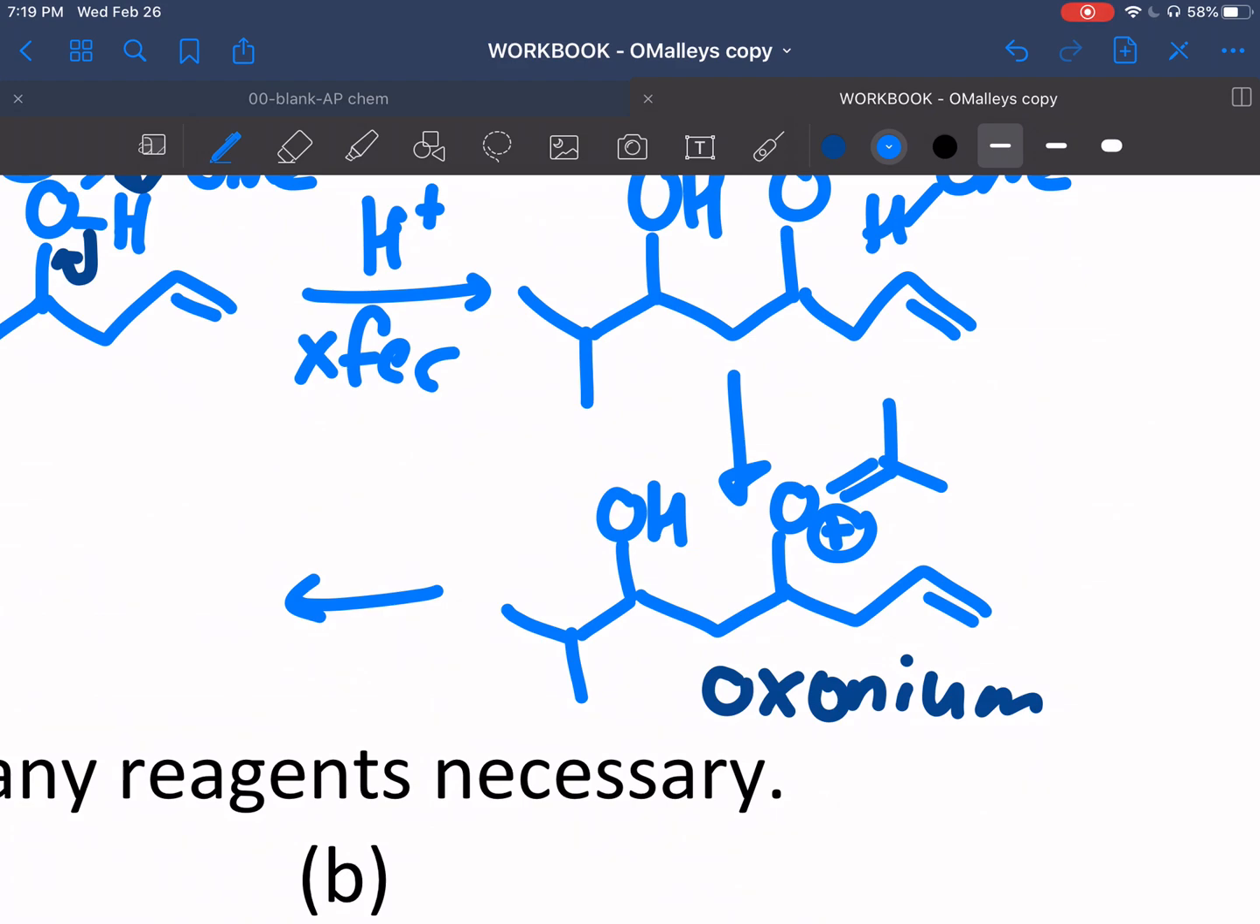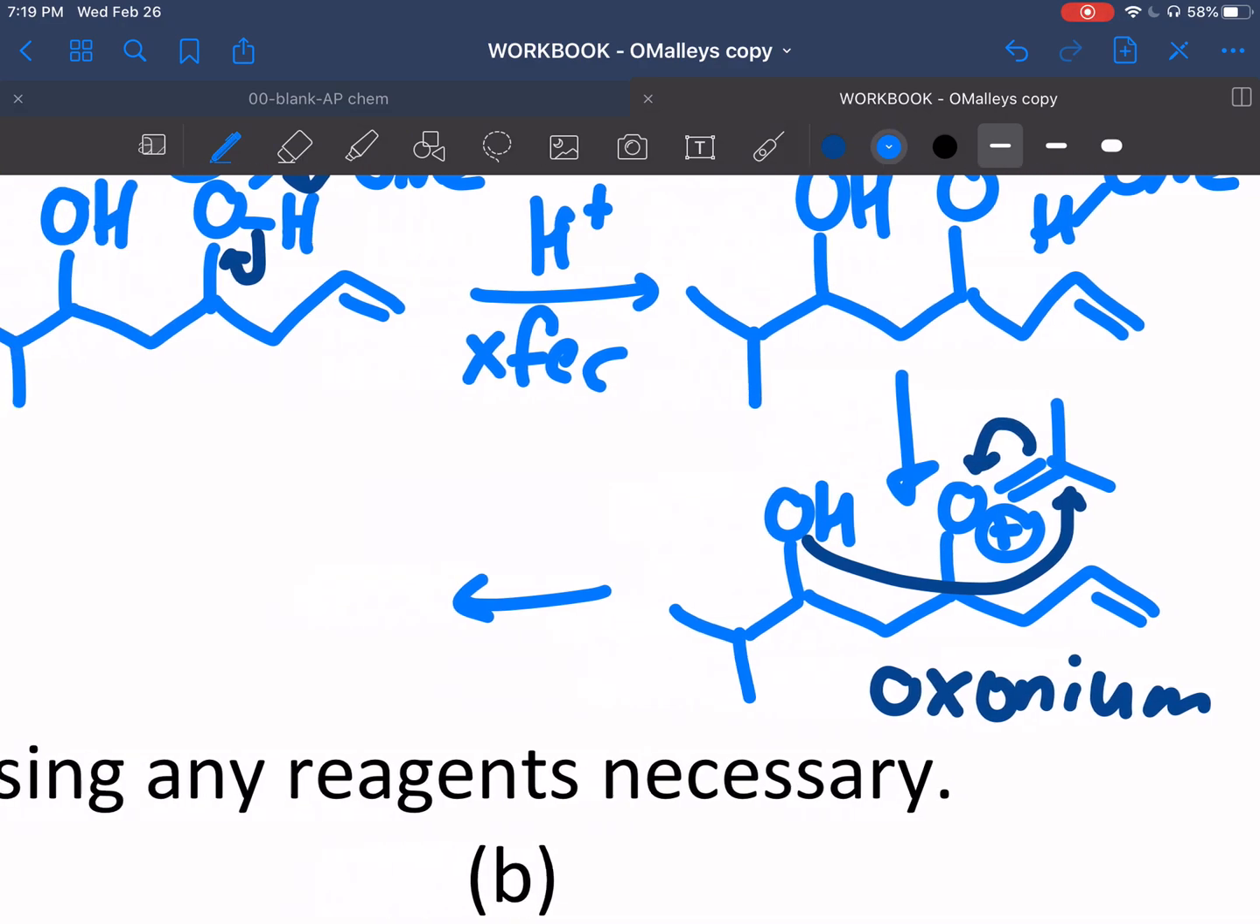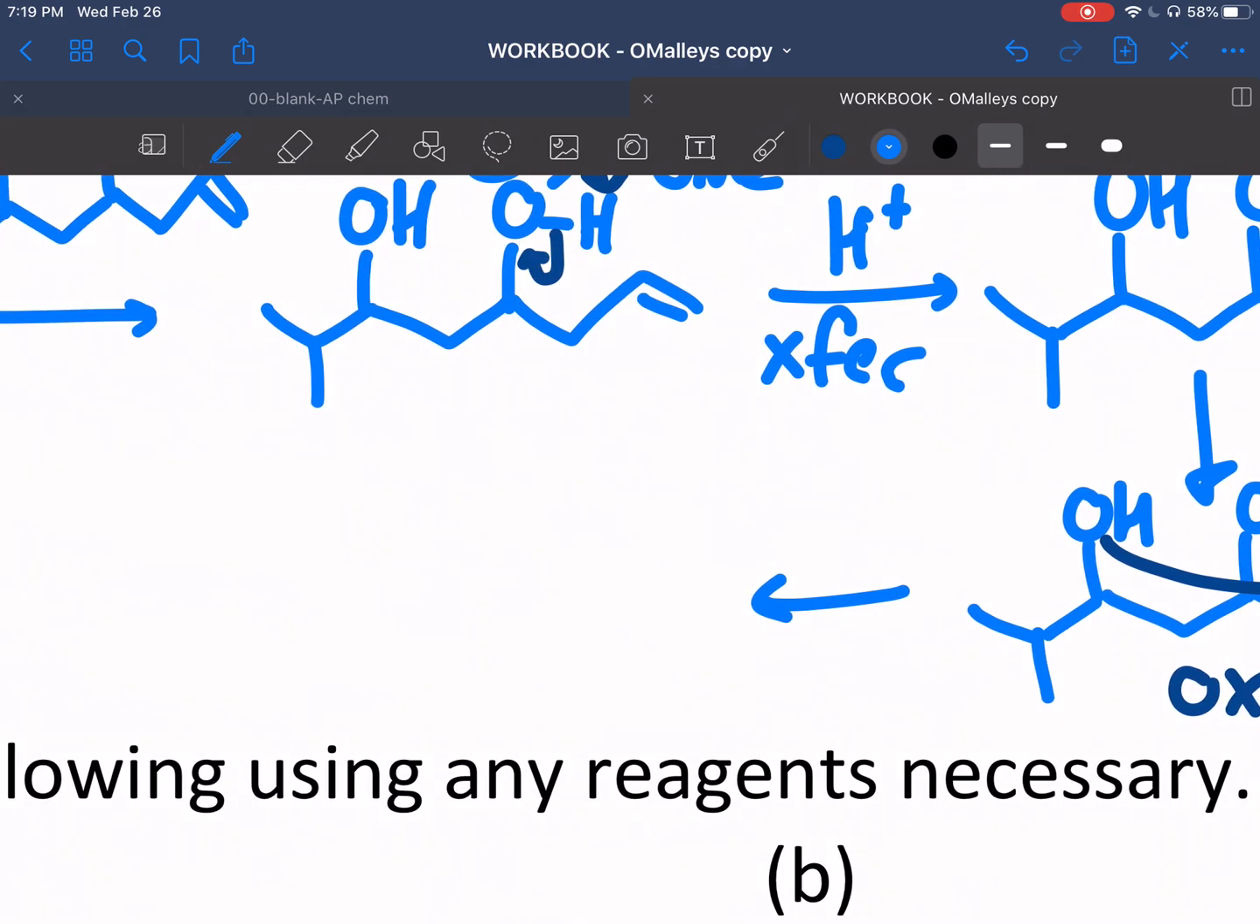The other alcohol can form a bond with that oxonium carbon. Draw an arrow from that pi bond to the oxygen, and that's how you make your six-membered ring.